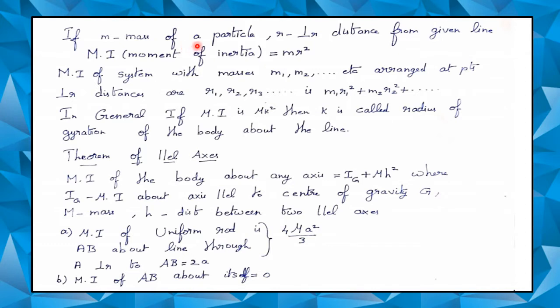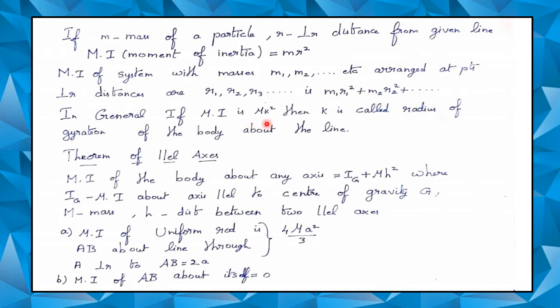Now if m is the mass of a particle, and r is the perpendicular distance from the given line, then the moment of inertia is given by the expression mass into the square of the perpendicular distance, so m r square. If you consider a system with many masses m1, m2, etc., arranged at points with perpendicular distances r1, r2, etc., then the moment of inertia of the whole system is m1 r1 square plus m2 r2 square plus etc.